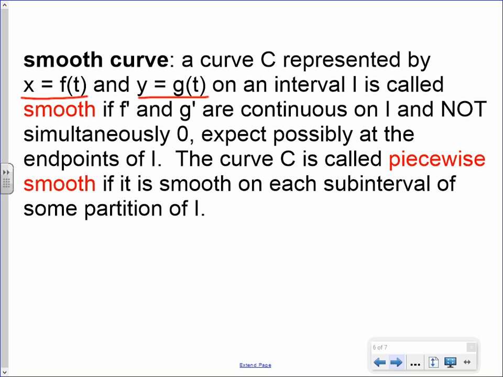Okay, so we are going to look at a curve called a cycloid. I will show you what it looks like when we are done determining if it is smooth. But we are going to look at what's called a cycloid.